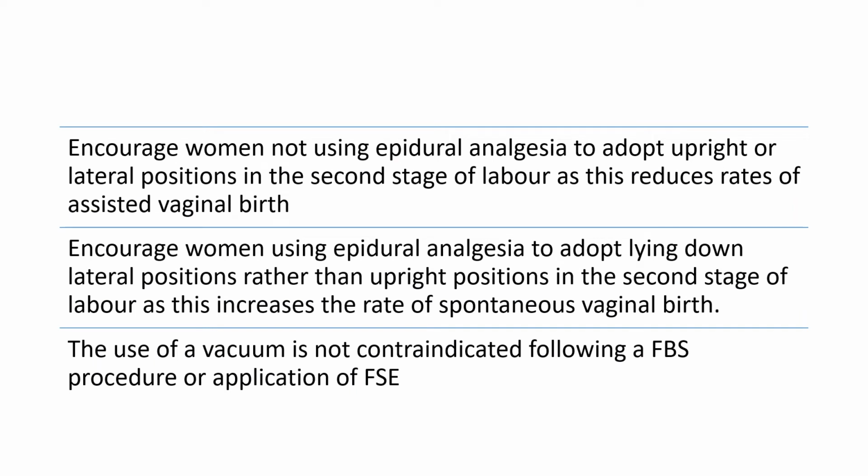Encourage women not using epidural to adopt an upright or lateral position in the second stage of labor, as this reduces the rate of assisted vaginal birth. Assisted vaginal birth means an instrumental birth, where a forceps or a vacuum is needed to deliver the baby. Encourage women who are using epidural to adopt a lying down lateral position rather than upright position in the second stage of labor, as this increases the rate of spontaneous vaginal birth.